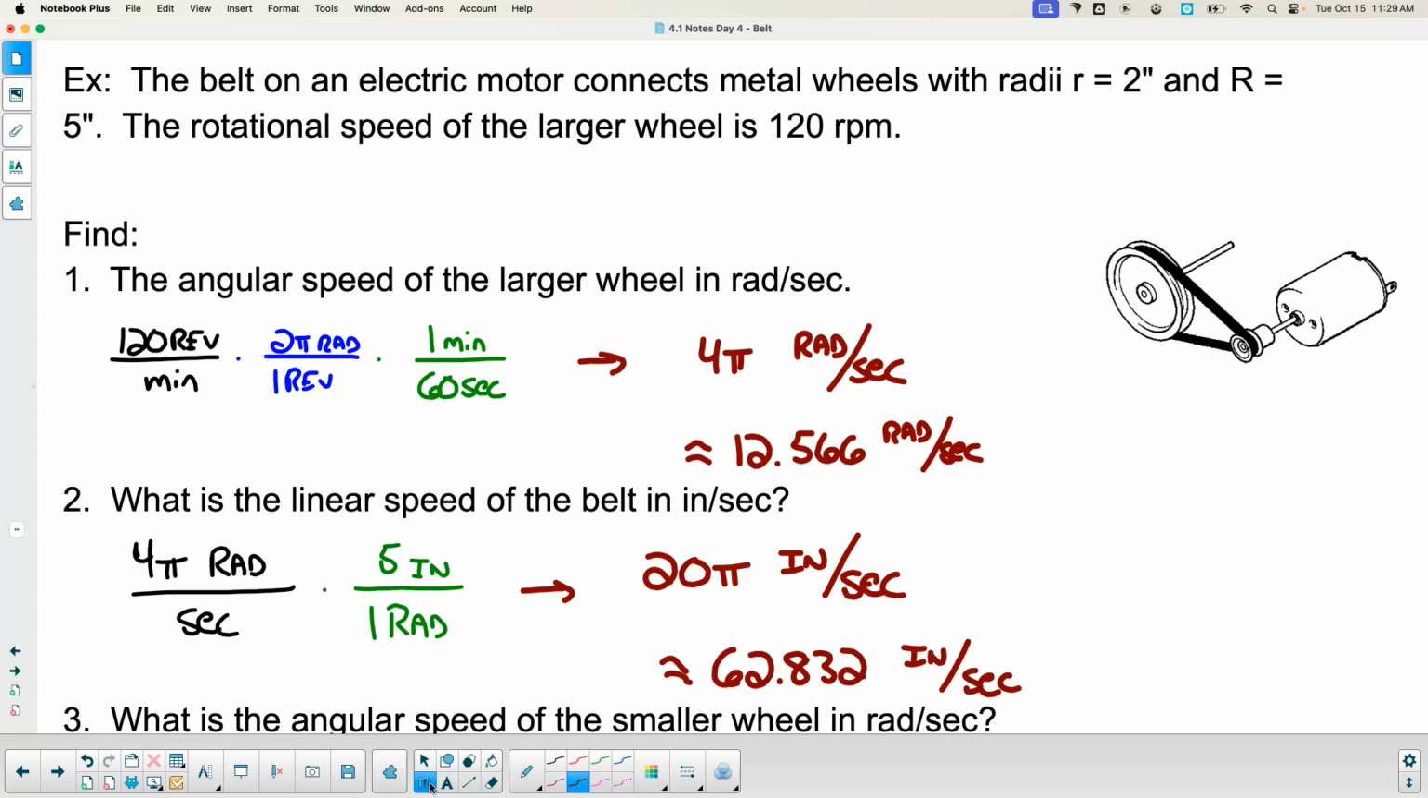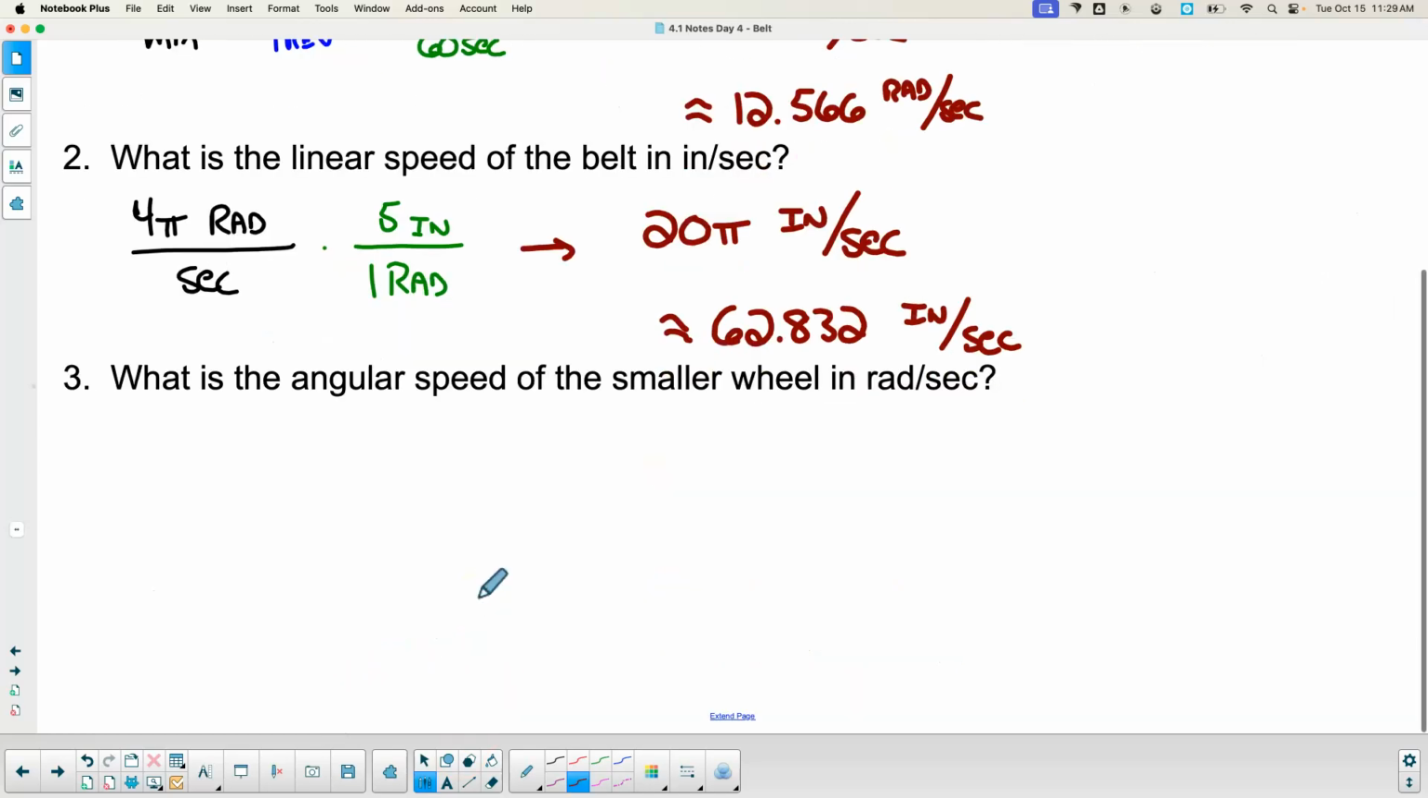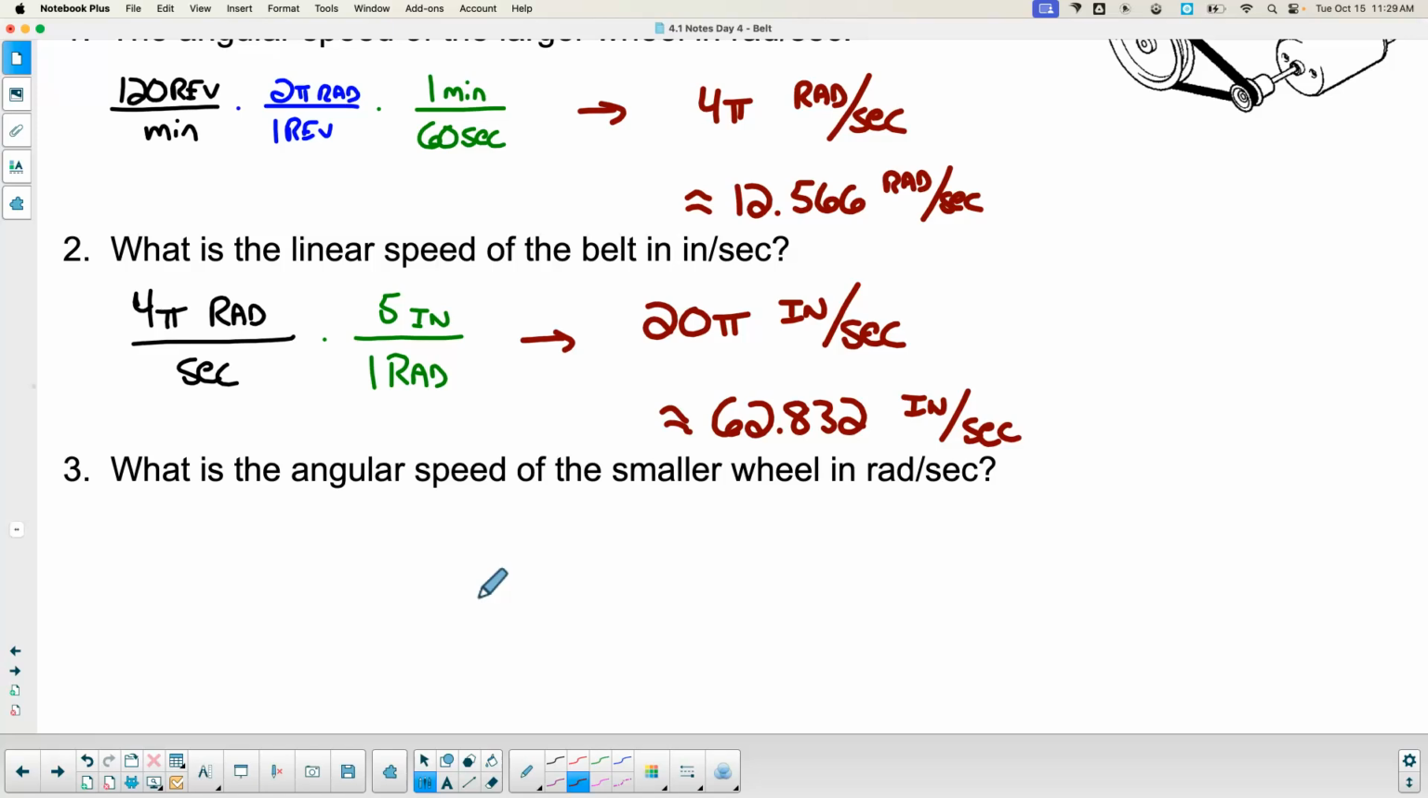Yeah, thought I'd ask. Okay, so now we have the speed of the belt, yes? Now it's asking us for the angular speed of the smaller wheel. Well, again, I'm building off of what I had before. The belt, which is connecting the two, is moving at 20 pi inches per second. So the chain is moving at 20 pi inches per second around this pulley, and as it's going around the smaller pulley also.